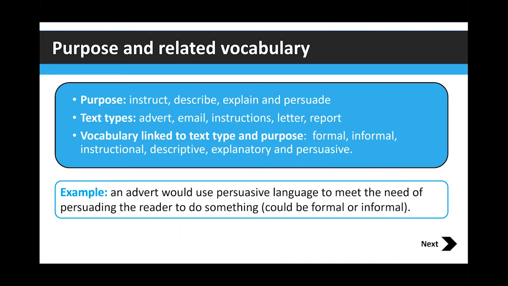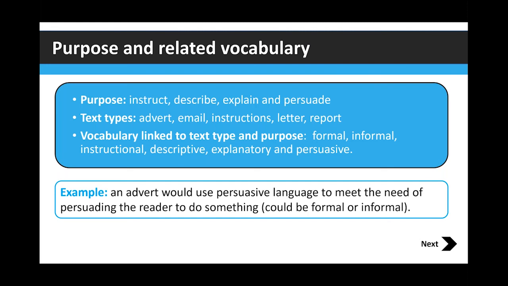If we think of purpose at level 1, there are now 4 purpose types that we would expect learners to have a clear understanding of. So those purpose types now are instruct, describe, explain, and persuade. The possible text types that we would facilitate at level 1 would be an advert, an email, instructions, letter, or report. The vocabulary linked to text type and purpose could be formal, informal, instructional, descriptive, explanatory, and persuasive.